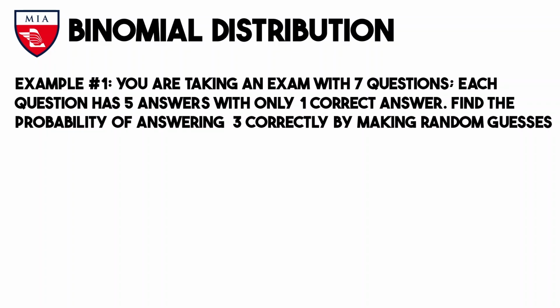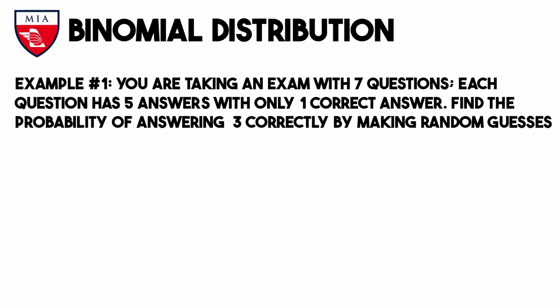Okay, so let's have an example. Example number 1: you are taking an exam with 7 questions. Each question has 5 answers with only one correct answer. Find the probability of answering 3 correctly by making random guesses.